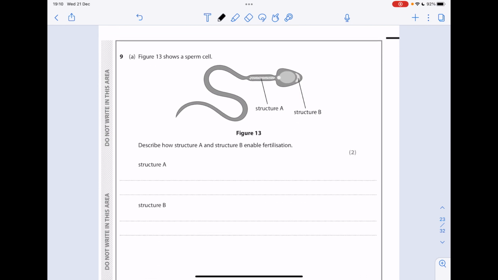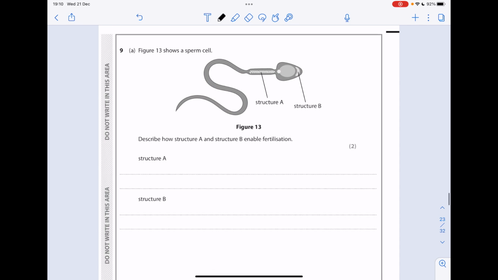Figure 13 shows a sperm cell. Describe how structure A and structure B enable fertilization. So structure A contains lots of mitochondria, which release the energy needed to help the sperm swim.